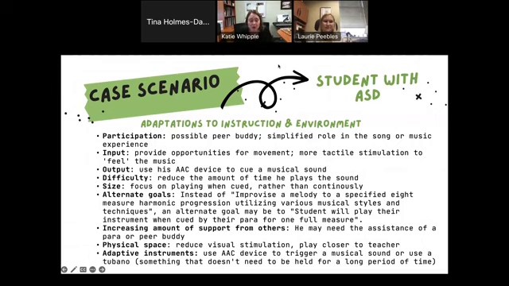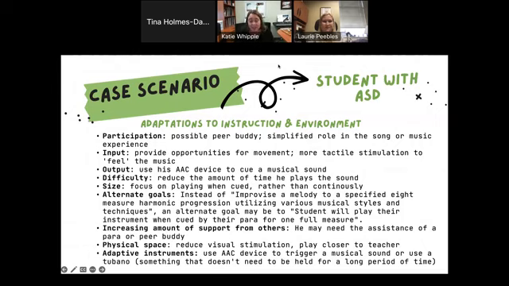So, an alternate goal. Our Georgia standards, one might be improvise a melody to a specified 8-measure harmonic progression using various musical styles and techniques. I don't know that that's going to be appropriate for him. However, he could still be successful in this ensemble environment with some type of alternative goal.